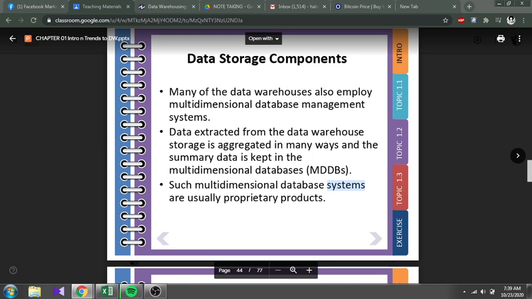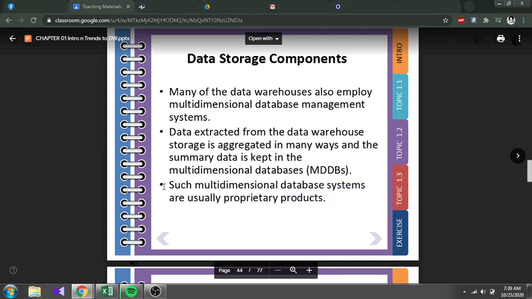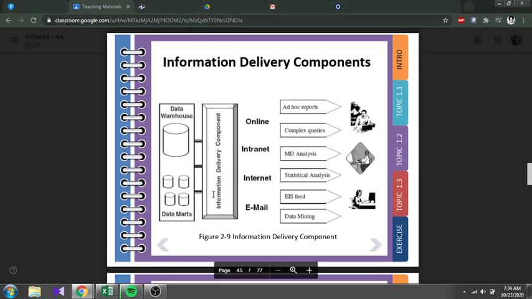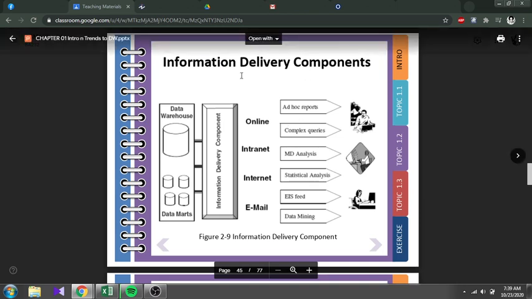Okay, ni I Google. Proprietary is about relating to an owner or ownership. Okay. Marketed under a protected registered trade name. Okay, roughly boleh baca 2-3 kali lah. Alright. Okay, this one on the information delivery component.